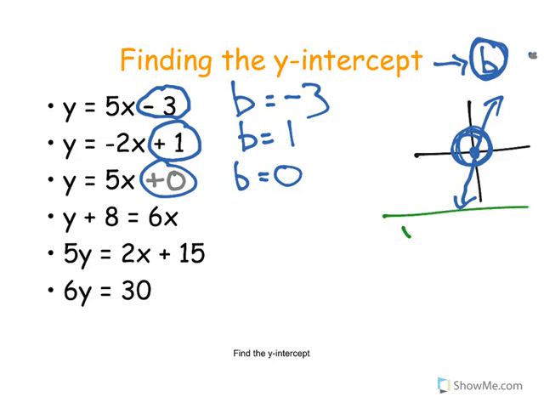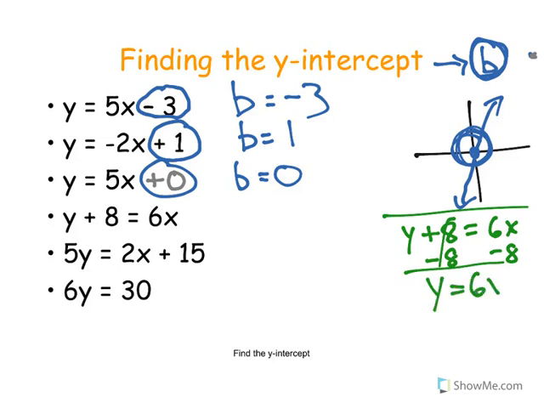Okay, let's take a look at the next one. Right, it says y plus 8 equals 6x. Well, I can't answer this question yet. Right, for the first time, at least of these three, my equation is not solved for y. So I need to solve it for y. I need to isolate my y term. So now I've got y equals 6x minus 8. Okay, now we've got it where I want it. So now I know that my b is going to be -8. Okay, let's look at the next one.